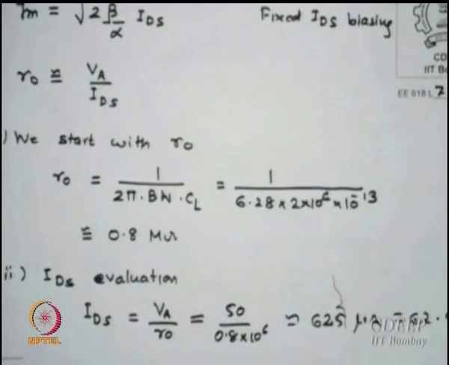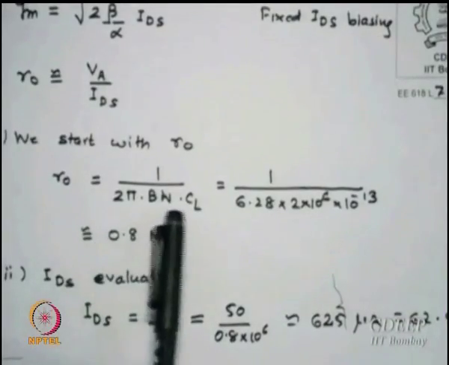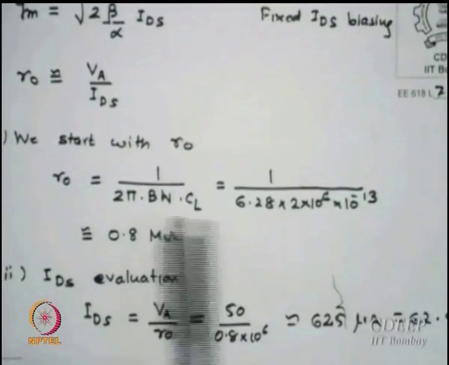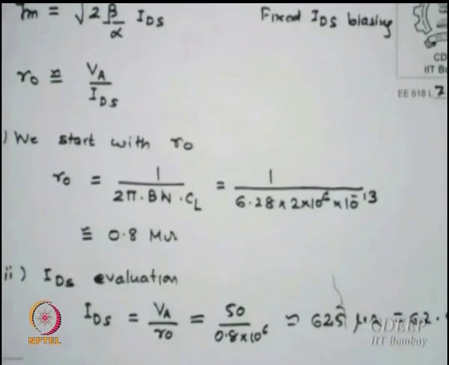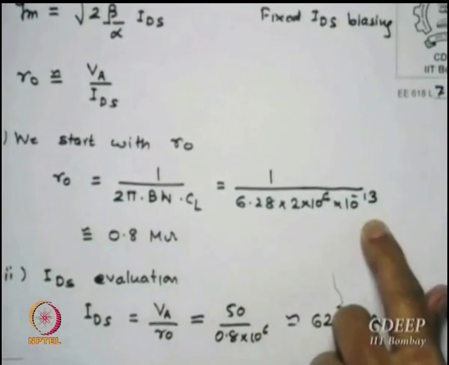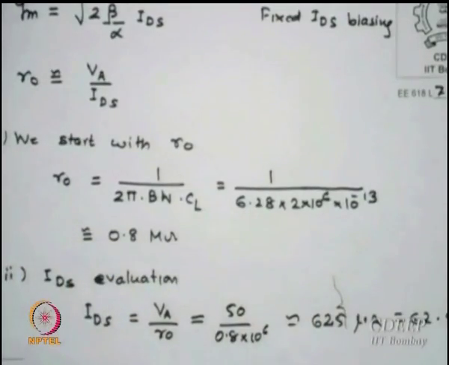Since I said the bandwidth is 1 upon R0CL, the angular frequency is 2 pi f, so the actual frequency is 2 megahertz, given to you. So from that expression R0 is 1 upon 2 pi times the bandwidth into CL. I know the bandwidth given to me is 2 megahertz and I am given the load capacitance of 0.1 pF. So I substituted everything here, and I get a value of R0. What is the value of R0 I got? 0.8 megaohms. Is that okay? This is 2 pi bandwidth into load. That expression we just wrote, we are just substituting values now.